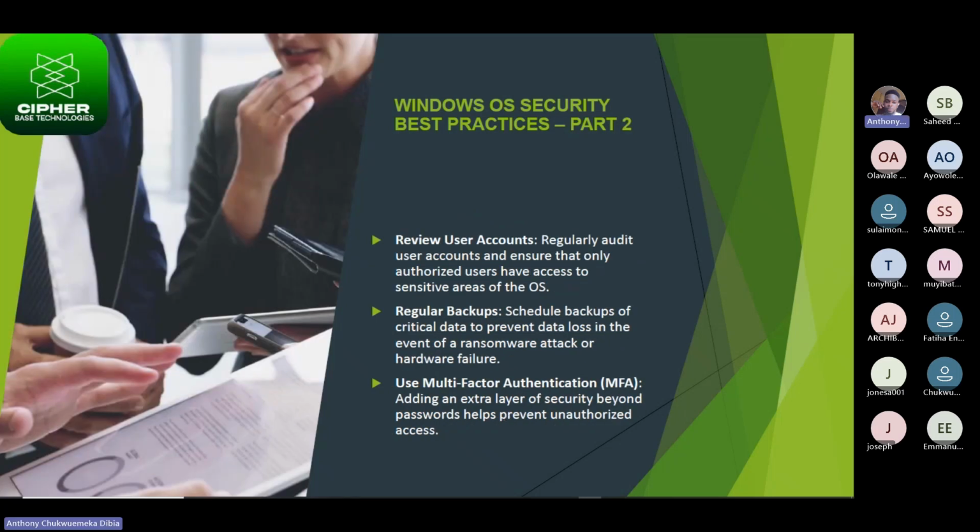So best practices part 2. We have review user accounts. Regularly audit user accounts and ensure that only authorized users have access to sensitive areas of the operating system. In an organization, there must be regular audits on user accounts, whereby you see whether only authorized users have access to sensitive areas in the operating system, and not just anybody, whereby they can easily change any settings and it will affect everyone, or affect the organization at large.